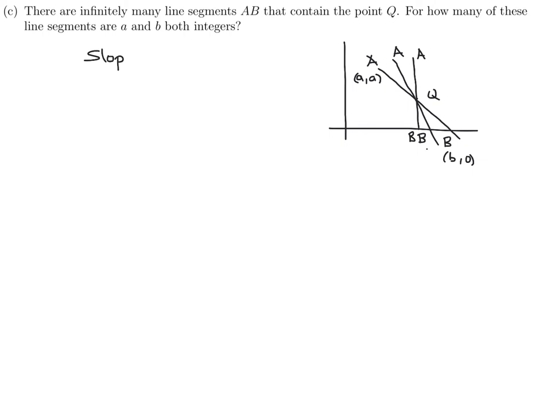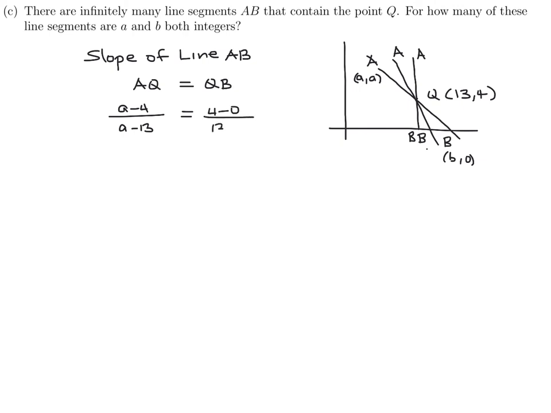Okay, so to figure that out, we have to look at the slope of the line AB, rise over run. We can also use (13, 4), since it's on the line AB. So the slope from A to Q would be equal to the slope from Q to B, since it's on the same line. I'm just breaking it up into two segments. From A to Q, the slope would be (a minus 4) over (a minus 13). Q to B, that slope would be (4 minus 0) over (13 minus b). All right, so cross multiply, and you get (a minus 4) times (13 minus b) is equal to 4 times (a minus 13). Okay, so let's expand this.